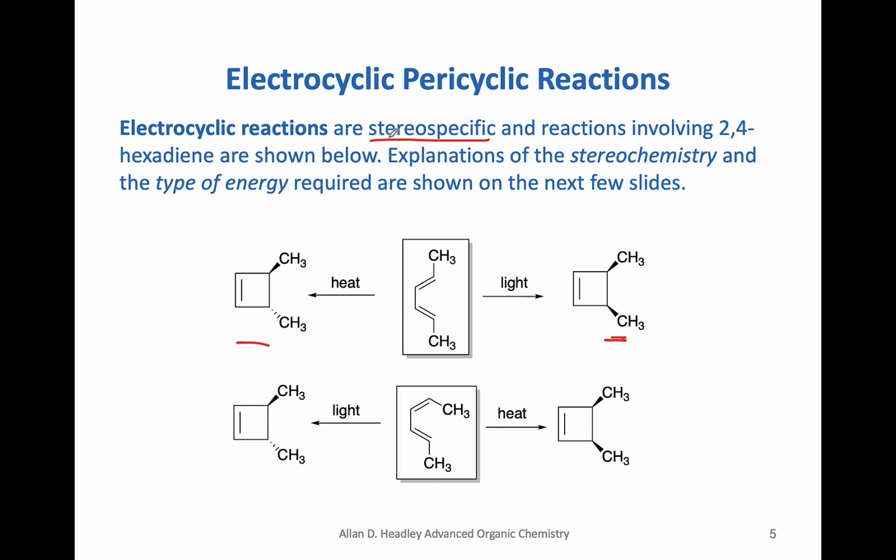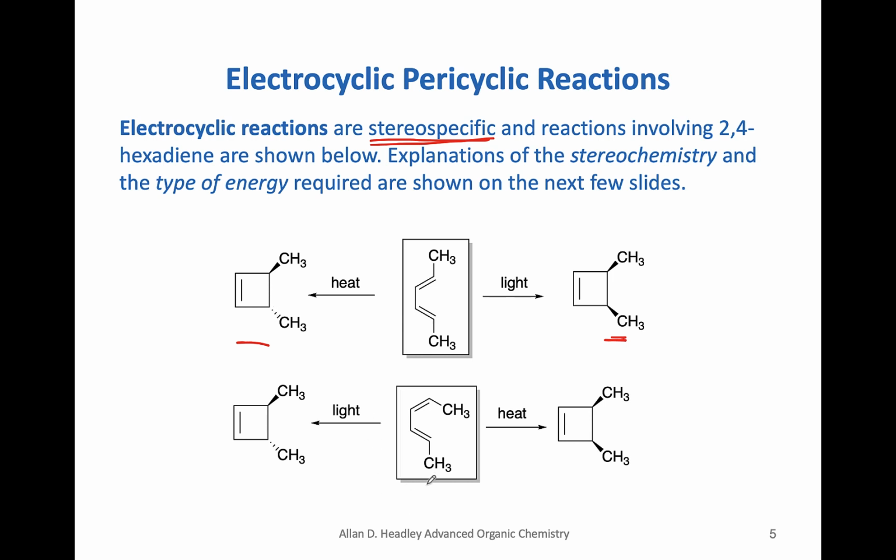Again, that's why they are described as stereospecific, because it takes the stereochemistry of a specific reactant and transforms it into a product that has a specific stereochemistry, hence stereospecific reactions.